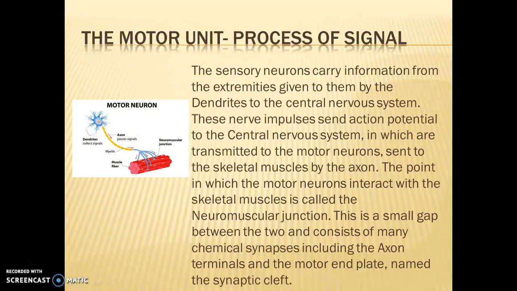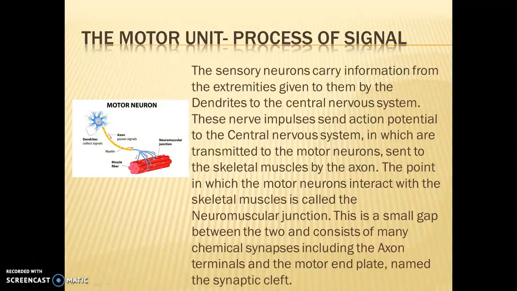The motor unit, the process of signal. The sensory neurons carry information from the extremities, given to them by the dendrites, to the central nervous system. Extremities can be, for example, eyes detecting a moving ball in tennis on a serve. These nerve impulses send an action potential to the central nervous system, from which it is transmitted to the motor neurons, sent to the skeletal muscle by the axon.